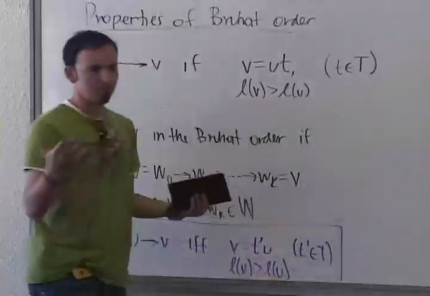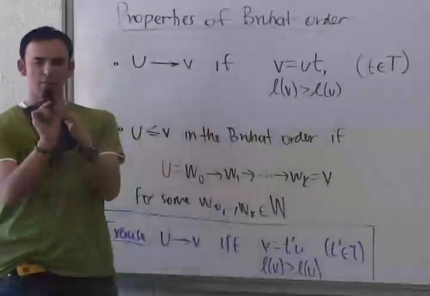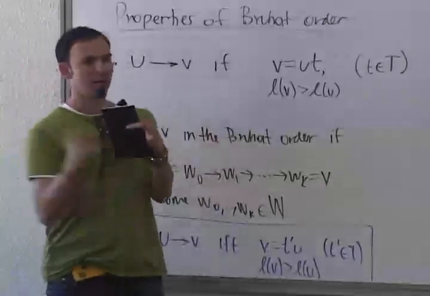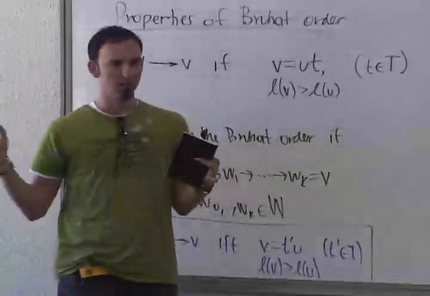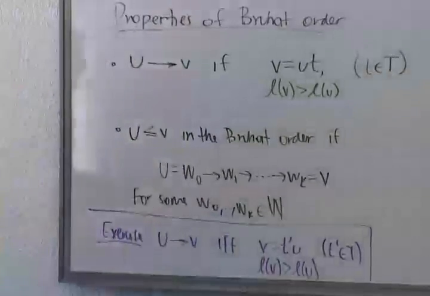And what that means is that if I take an element u and start multiplying by things on the right, on the left, on the right, on the right, on the left, as long as I become longer each time, I'm going up in the Bruhat order.